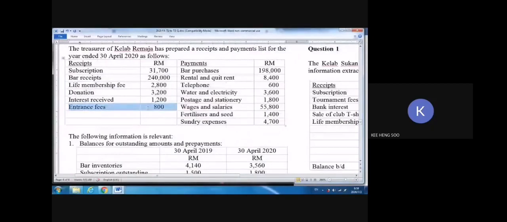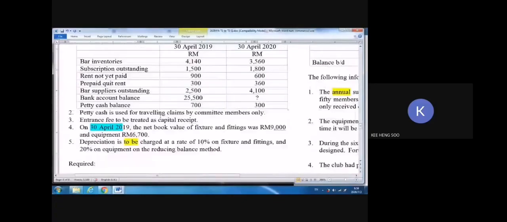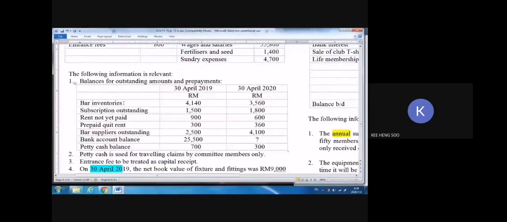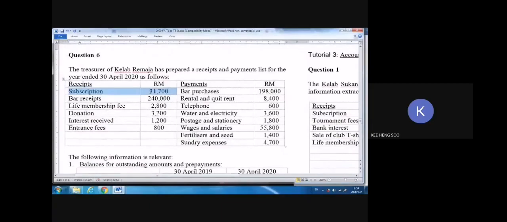That means when you prepare your income and expenditure account later on, income is only subscription, bar profit, donation, and interest receipt. Entrance fee is not income. Life membership is also not income. It will show as a statement of financial position figure. Are you okay here?